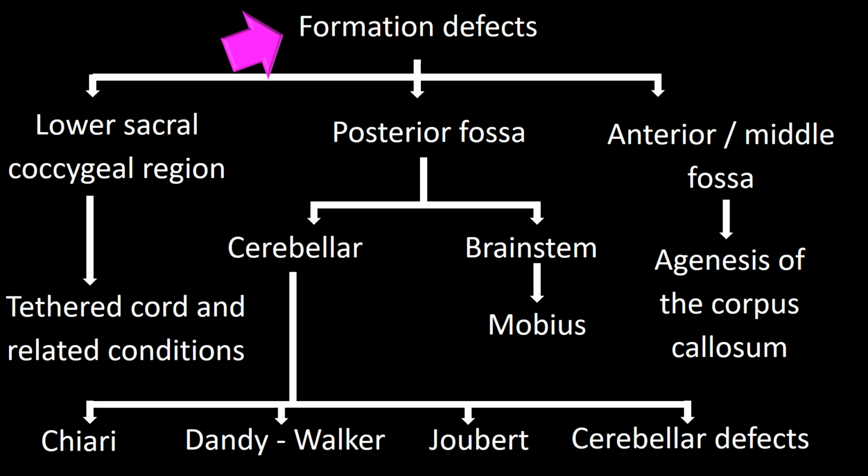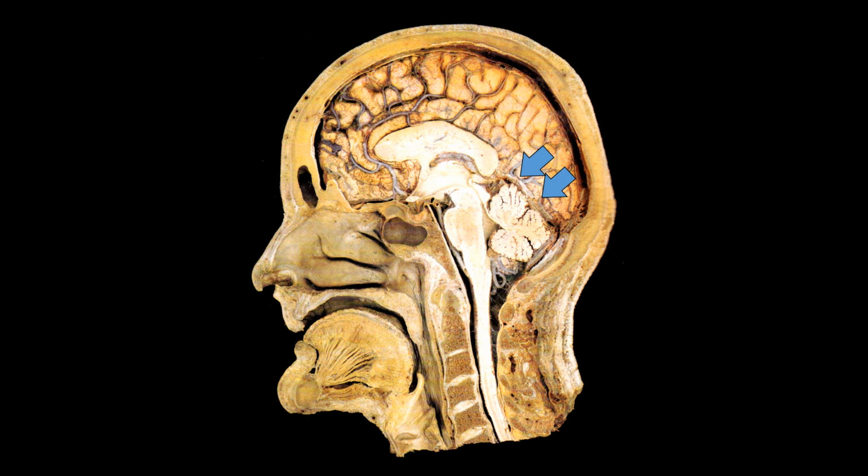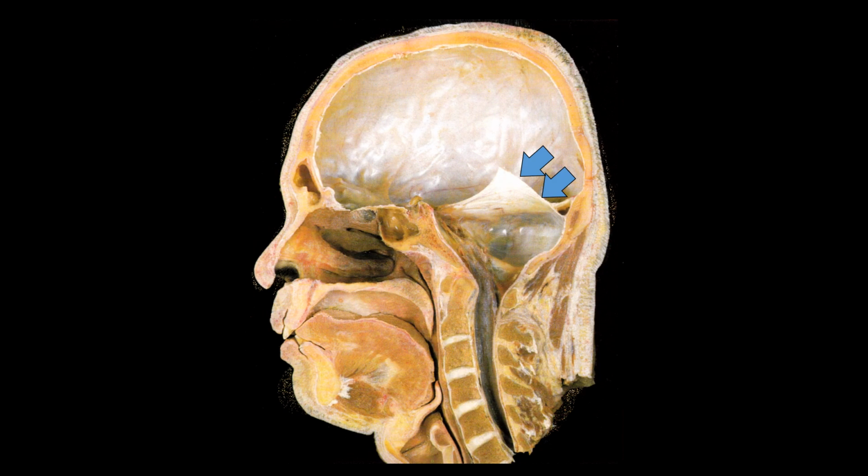Formation defects involve the posterior fossa, and in it they can involve the cerebellum. These questions name probably the three most frequent types of malformation in this group, which are Chiari malformation, Dandy-Walker malformation, and Joubert syndrome. One way to arrange the many cerebellar malformations is to divide them according to the height of the tentorium, here seen in a sagittal brain cut, and here without the brain structure.